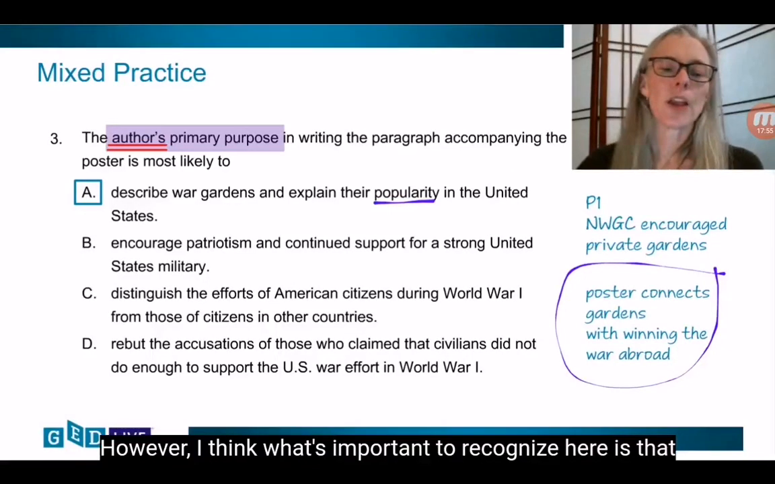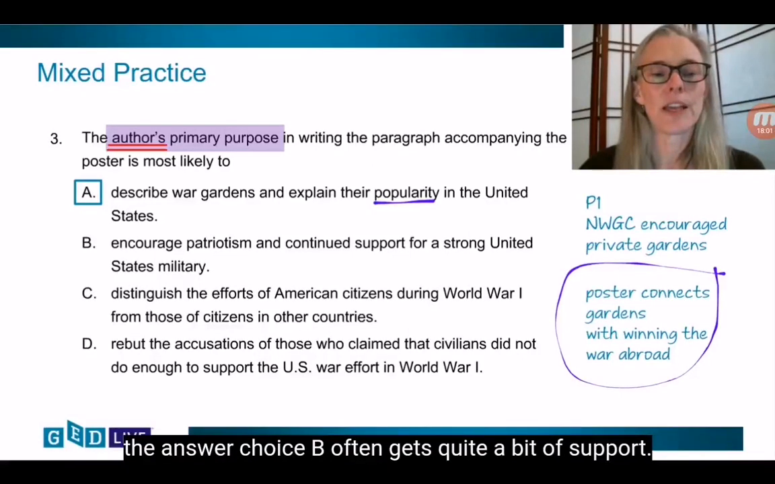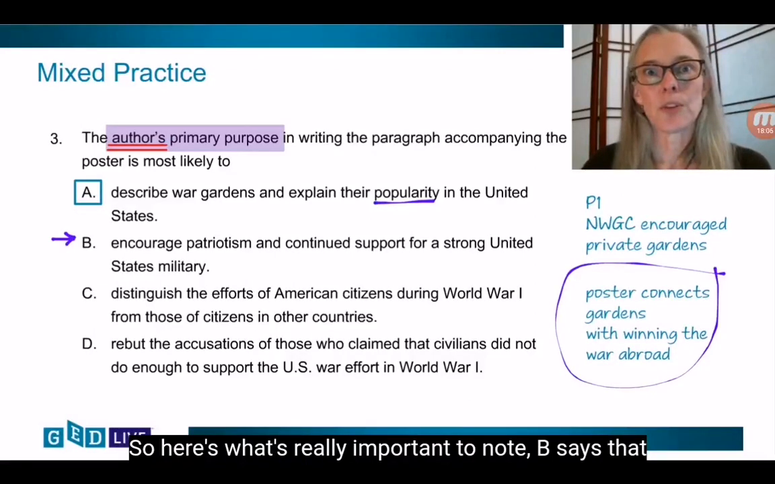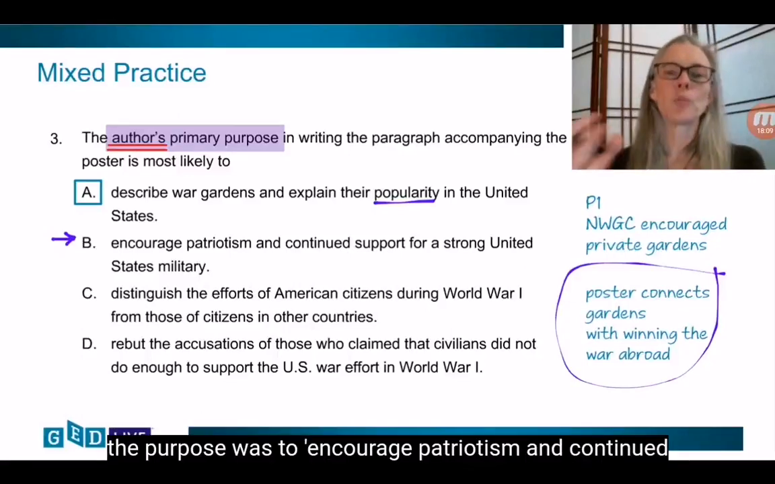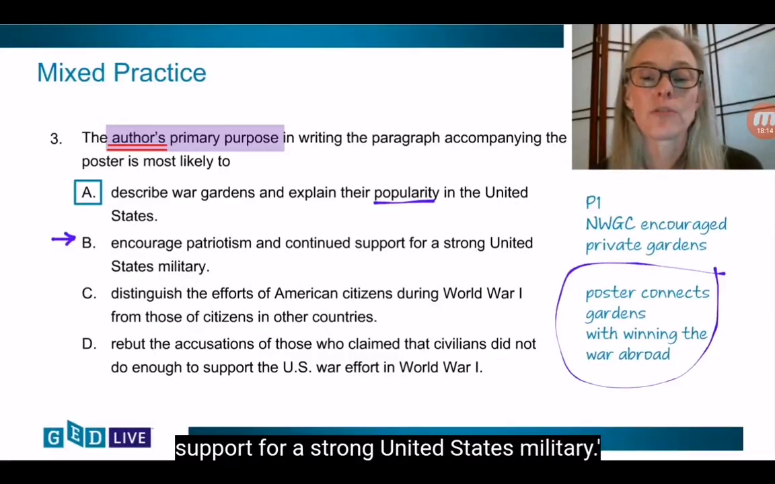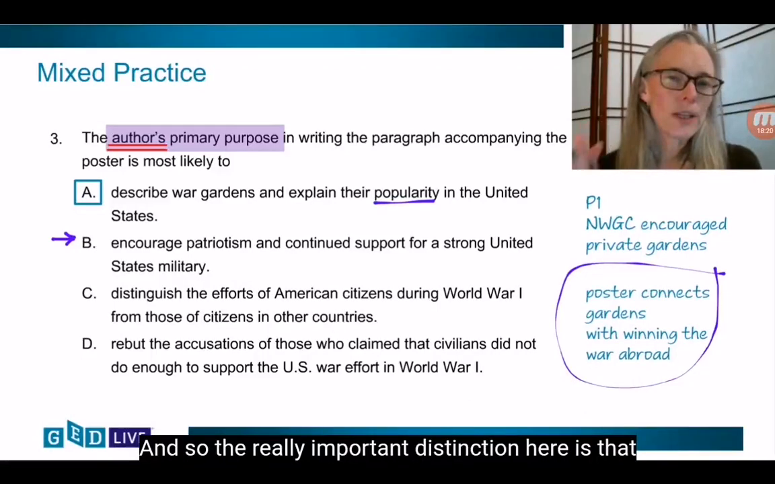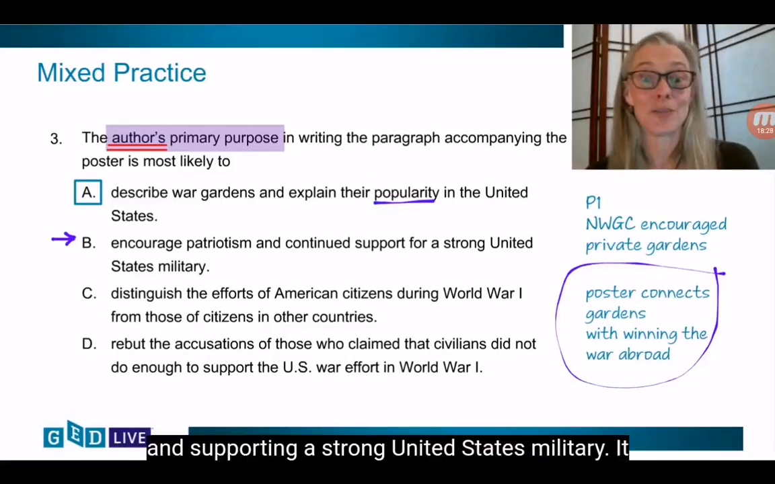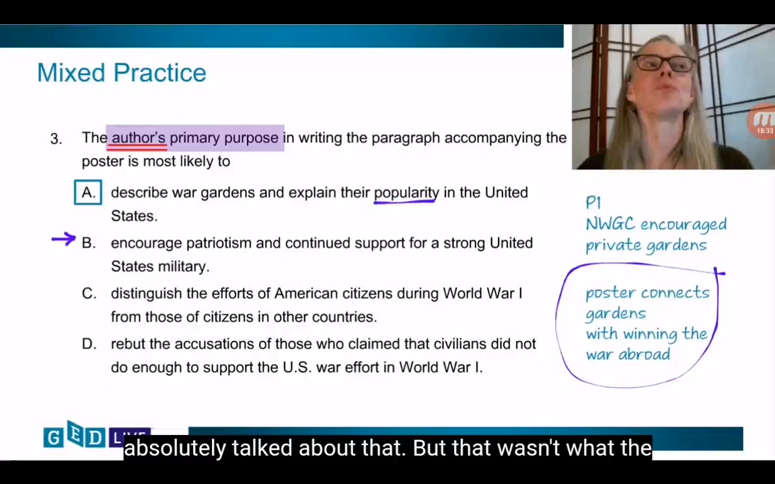However, I think what's important to recognize here is that answer choice B often gets quite a bit of support. So here's what's really important to note. B says that the purpose was to encourage patriotism and continued support for a strong United States military. And so the really important distinction here is that this passage talked about encouraging patriotism and supporting a strong United States military. Right? It absolutely talked about that. But that wasn't what the author was trying to do.